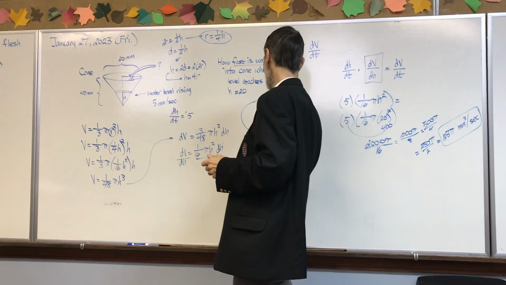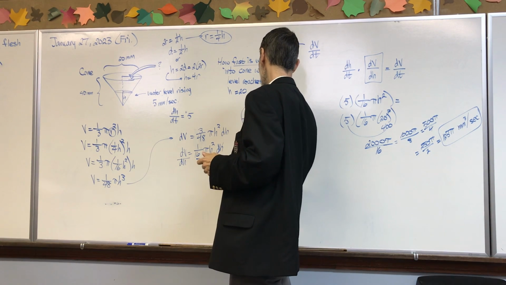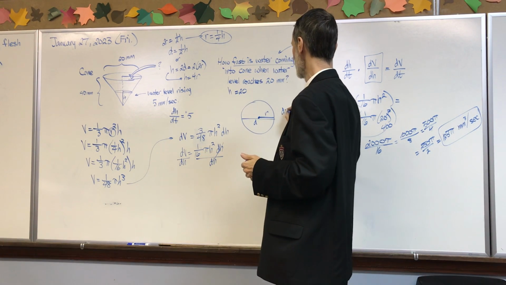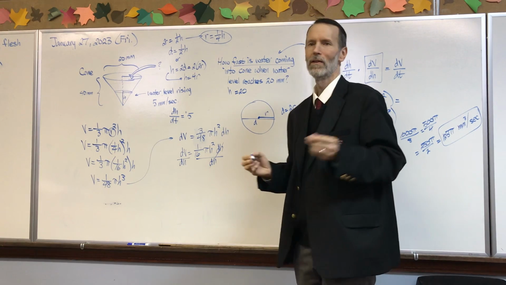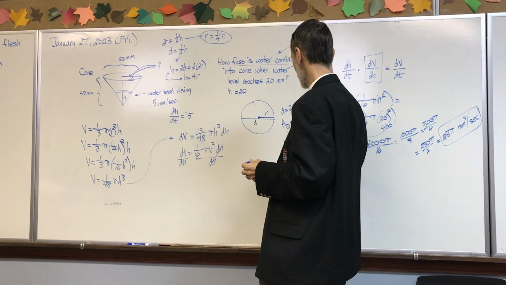The only ones you're going to need to know are a radius versus a diameter. A diameter is equal to 2 radii. That's one. You'll need to know the area of a circle, which is pi r squared.